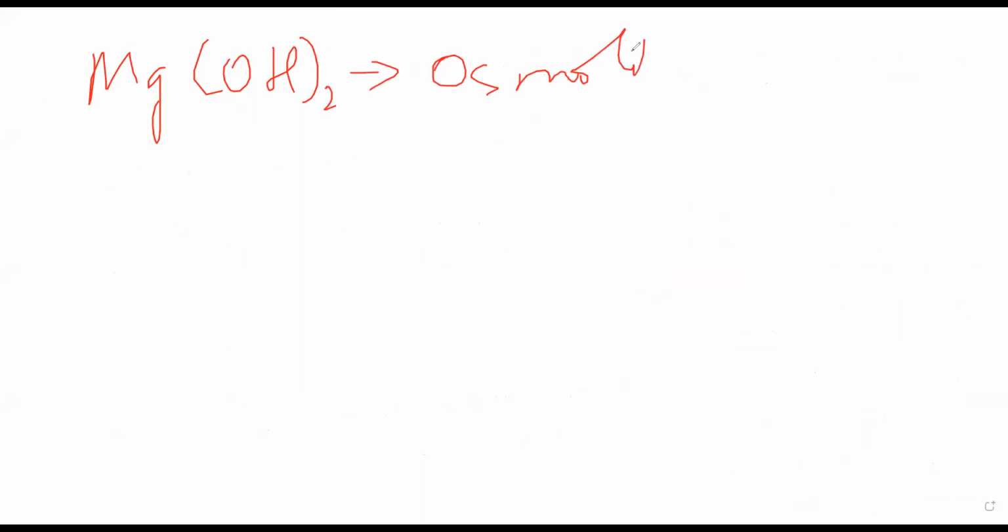Then coming to magnesium hydroxide. Magnesium hydroxide has a quick action and it has a very prolonged action. It will act very rapidly and it will act for a long period of time. Magnesium salts can also be used as osmotic purgatives, meaning magnesium salts are given in case the patient is having constipation.